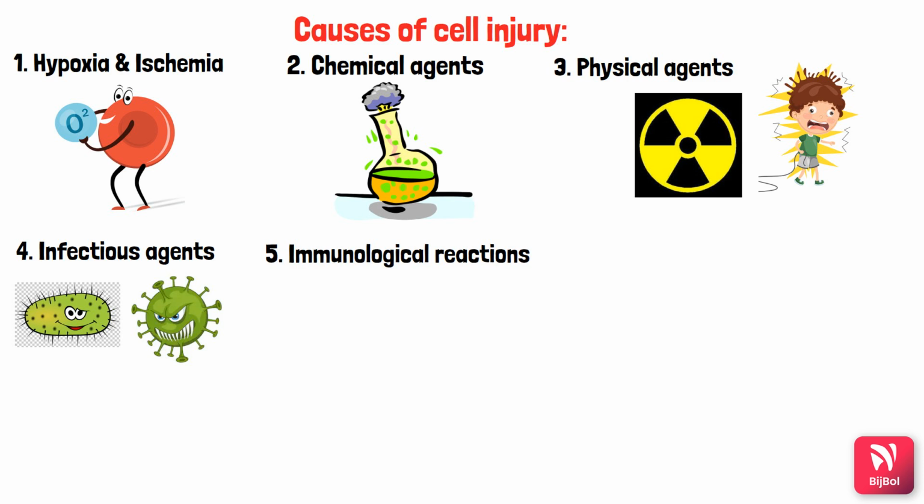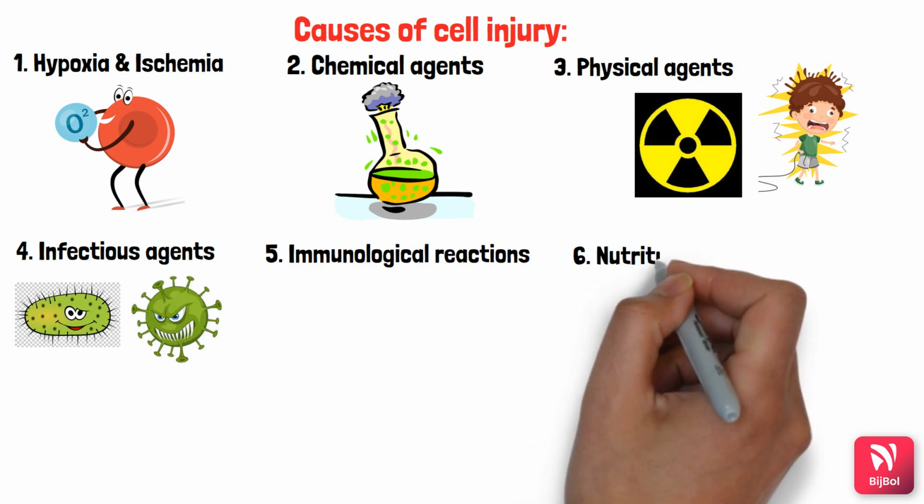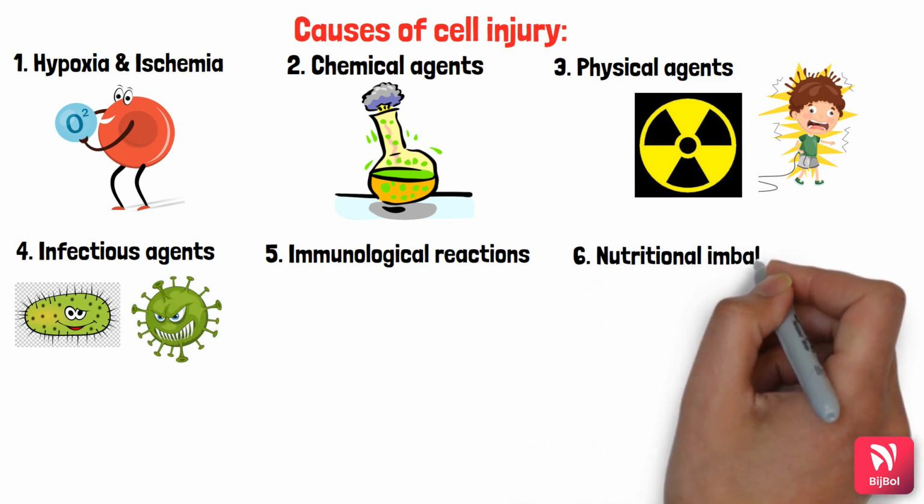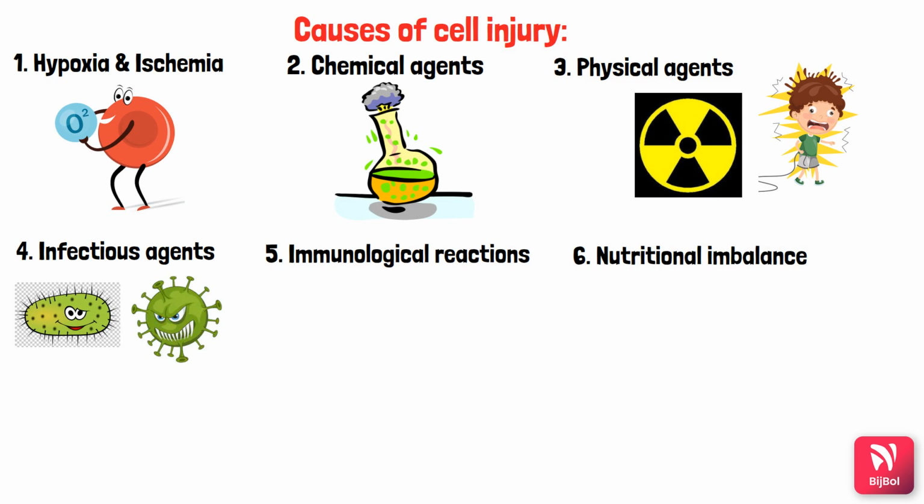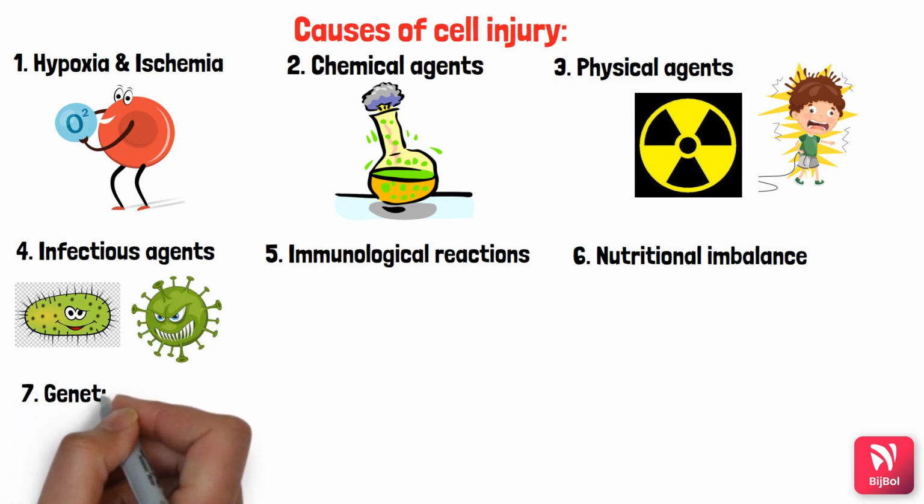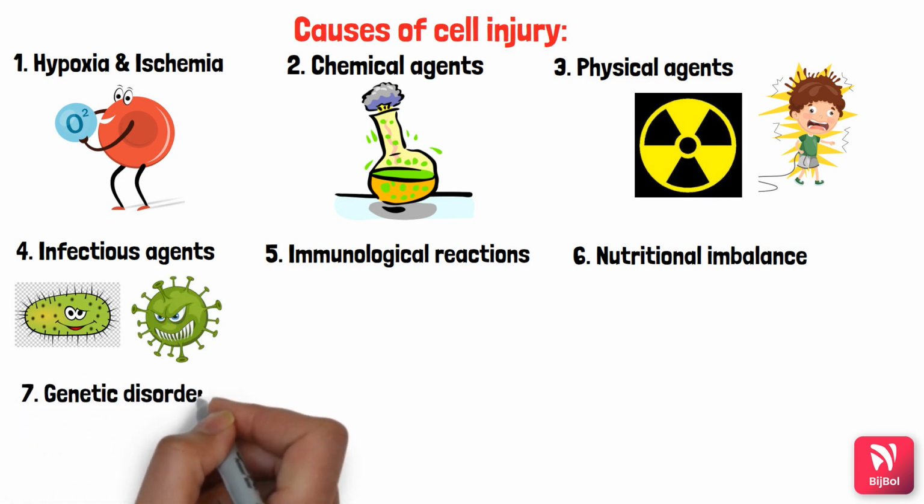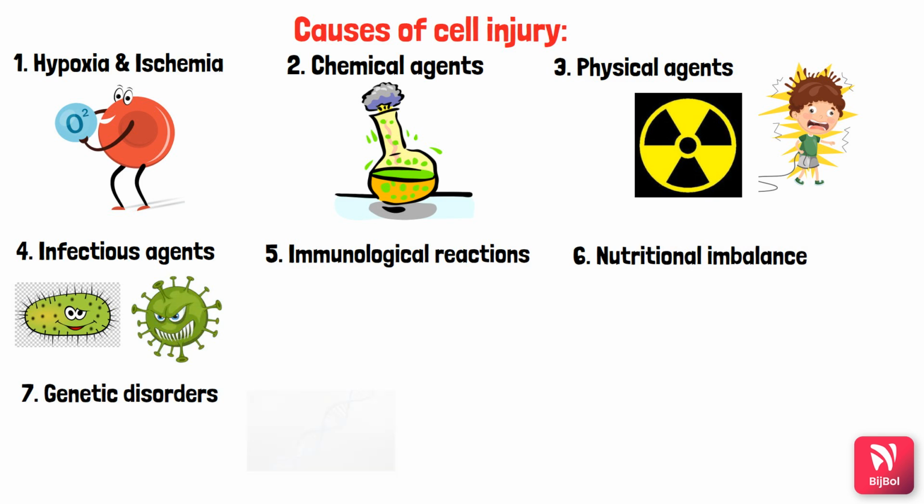that is anaphylactic reactions, and some autoimmune diseases, can result in cell injury too. And sometimes even nutritional imbalance or nutritional derangements like protein energy malnutrition, like kwashiorkor or marasmus, and sometimes even starvation can result in cell injury. And some genetic disorders also can result in cell injury.